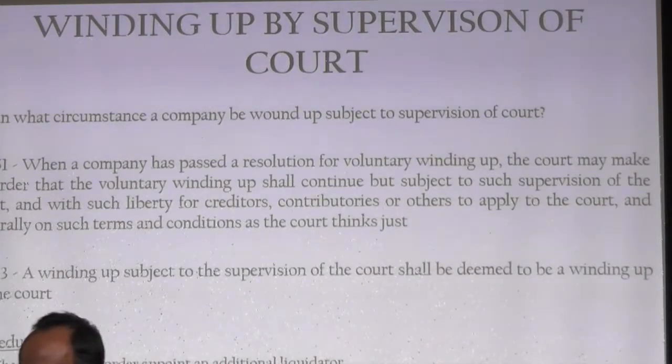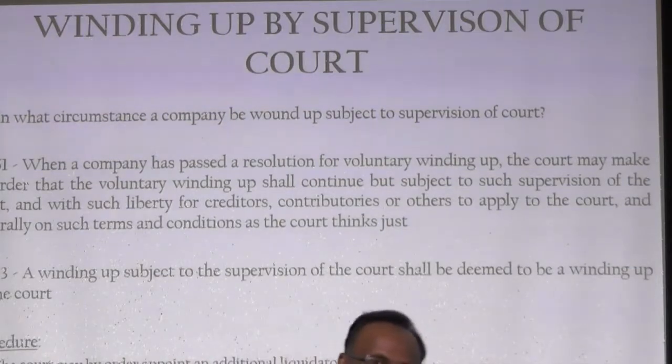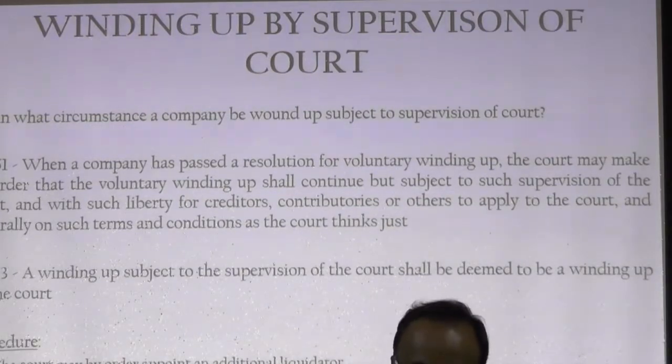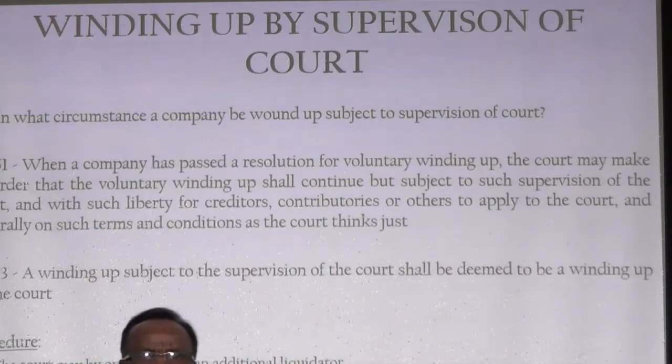Now, in what circumstance can a company be wound up in this way, where the court supervises the winding up process? That is under section 351 of the Companies Act. When a company has passed a resolution for voluntary winding up, the court may make an order that the voluntary winding up shall continue, but subject to such supervision of the court. Where a special application has been made to the court that in a voluntary winding up, either by the shareholders or the creditors, proper supervision of the court is required, the court may intervene in supervising whether the voluntary winding up takes place in the proper manner.